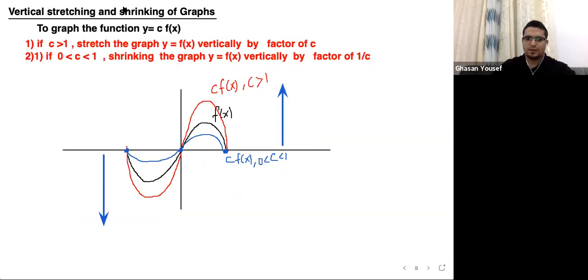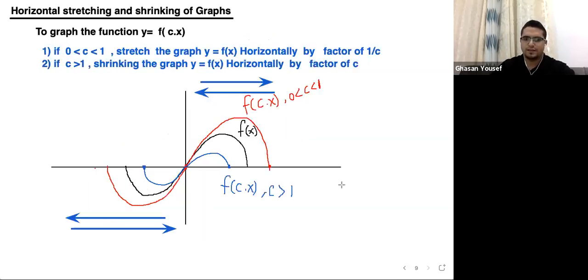But here it is vertical. Vertically means like this or something like this too. It depends on the value of c. If c is positive and greater than 1, we do stretching up. If c is between 0 and 1, shrinking. We push close to the x-axis here, and close to the y-axis there. Okay.